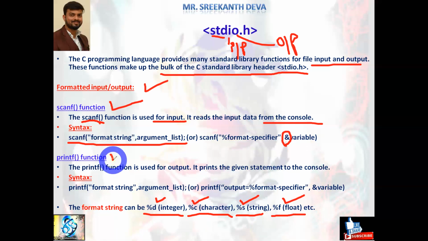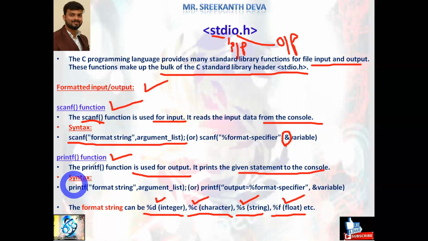Another important formatted output function is the printf function. Printf is a formatted output function in C programming. This function is generally used for producing output to the console. It prints the given statement to the console.